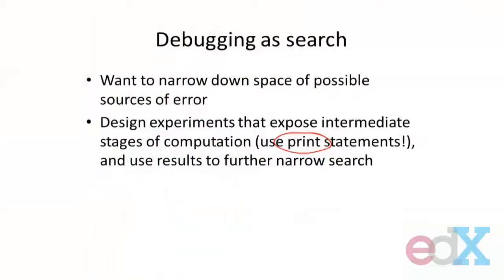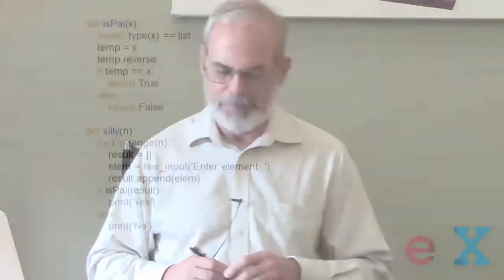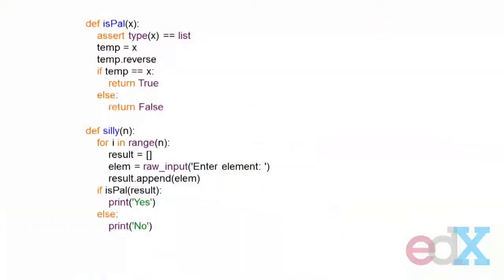And a good way to do this is to use that notion of bisection search or binary search that we've talked about before, to use information to reduce the range of places where the bug could be in a very natural way. All right, let's look at an example. This is a simple little example, but we're going to use it.